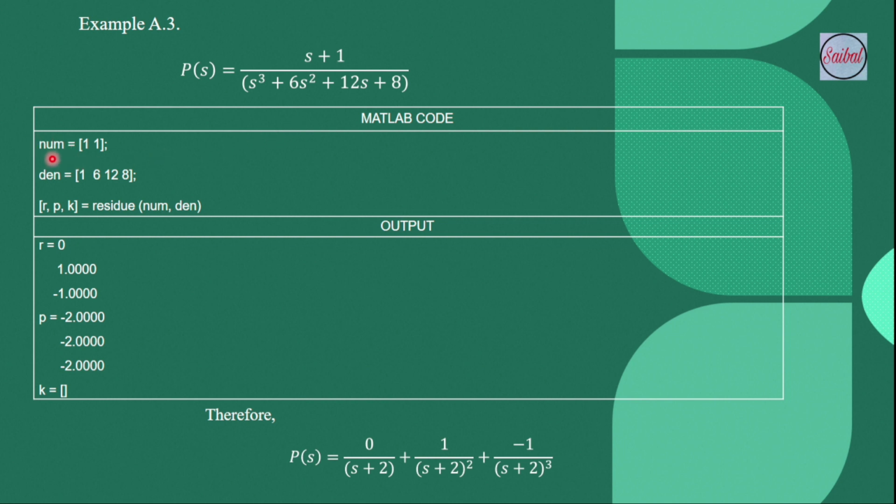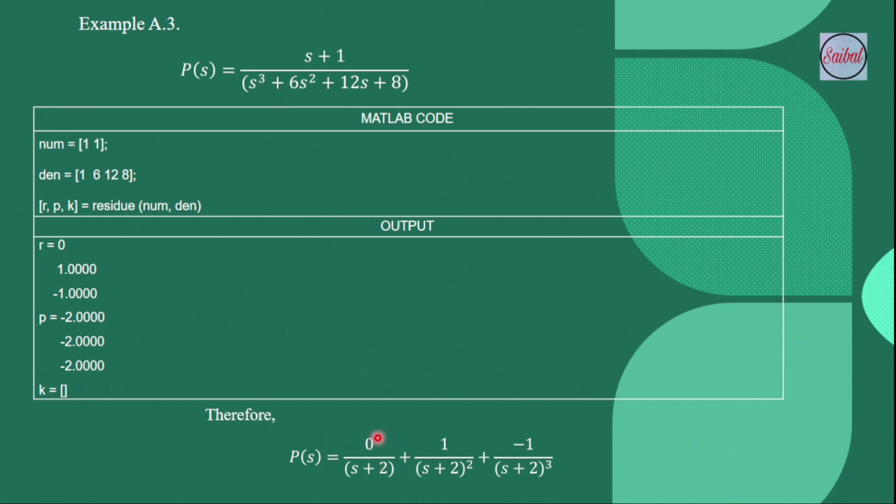So here you can see in the numerator, the coefficient of s is 1 and the constant is 1. Similarly in the denominator, the s cube coefficient is 1, s square coefficient is 6, s coefficient is 12, and s to the power 0 coefficient is 8. Then you have to write this command, r comma p comma k equal to residue, num comma den. Then you get this output where r is the residue: 0, 1, minus 1, and p is the pole: minus 2, minus 2, minus 2. So all the poles are the same, and k is empty, which means k equal to 0.